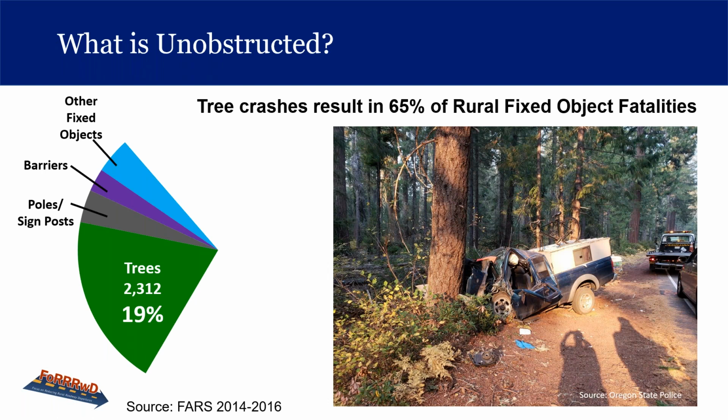All right, so it says, what is unobstructed? Tree crashes result in 65% of rural fixed object fatalities. So that's a huge percentage. So we really need to focus on cutting down these bad tree crashes.